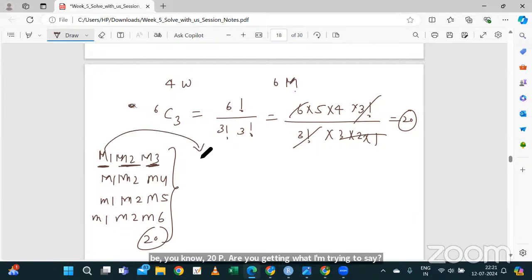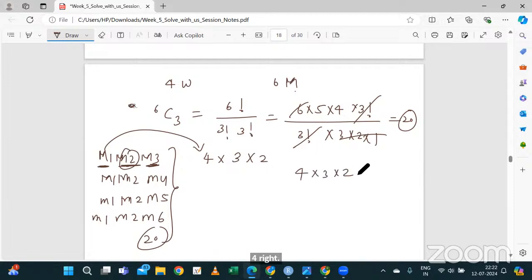Correct. So for the first man, how many ways? Number of options he has? 4. 4, right? For the next, 3, and then 2. So similarly, I have to do this 20 times. Yes or no? Yes, sir. So if you multiply this part, 4 into 3 into 2 into 20, what will you get? Can you tell me the answer? I think 480. Yes or no? Yes, sir.